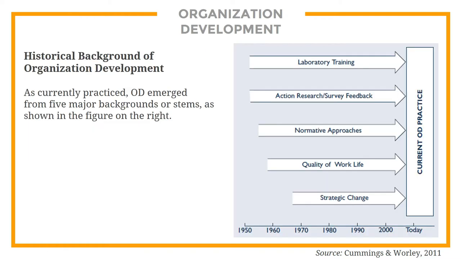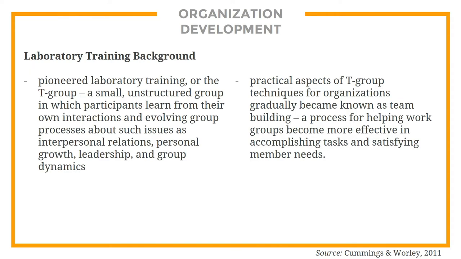Okay, moving on. So these are your historical background of organization development. As currently practiced, organization development emerged from 5 major backgrounds or stems as shown in the figure on the right. So we have here laboratory training, action research, normative approach, quality of life, and of course, strategic change. First, let's take a look at your laboratory training background.